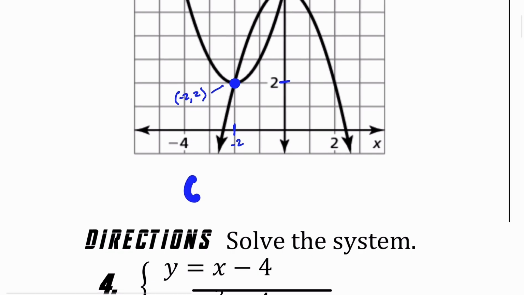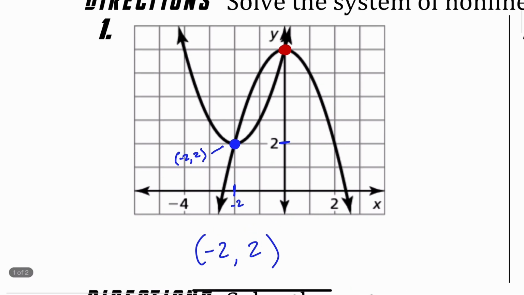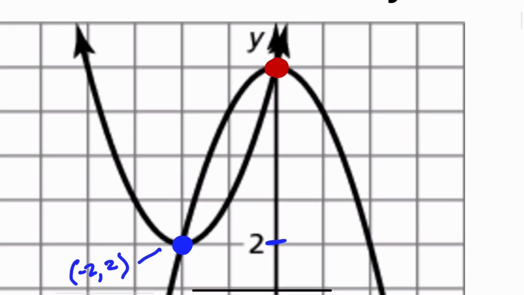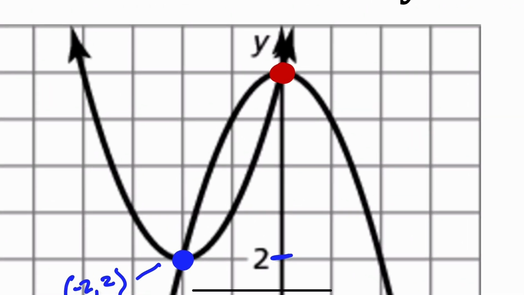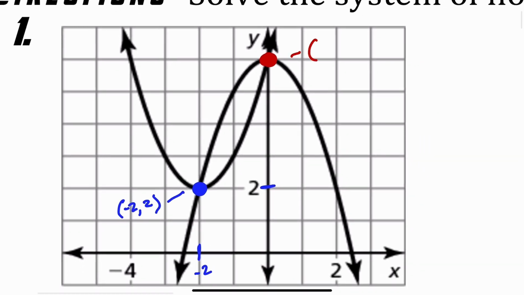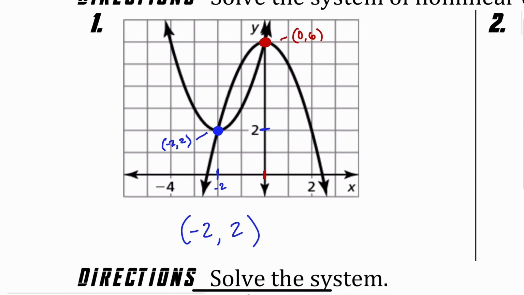So that is my first point, right? I have -2, comma 2. Now we're going to look at my red point, my red solution. This is the other area where both my equations meet. And the point for this is 0, comma 3, 4, 5, 6, 0, comma 6. There we go. So I now have my system.